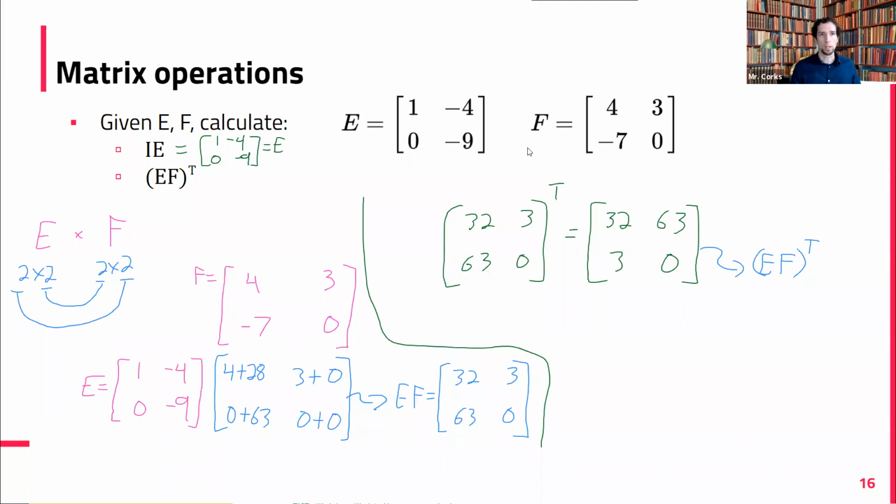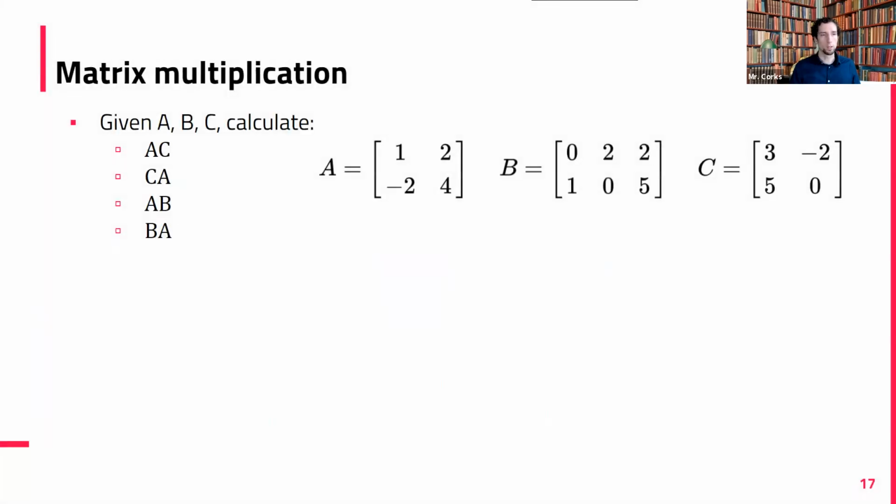Okay, so let's go on. We looked at these ones last time. I won't repeat the whole operation. We'll just talk about what we discovered when we looked at what happens when we change the order here. So we calculated A times C, and then after we calculated C times A. What did we notice when we did that?